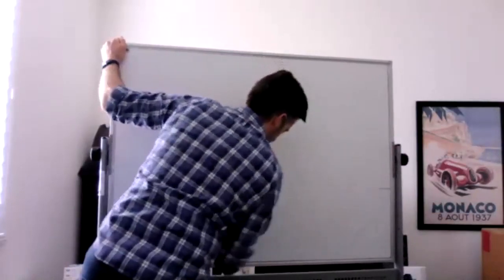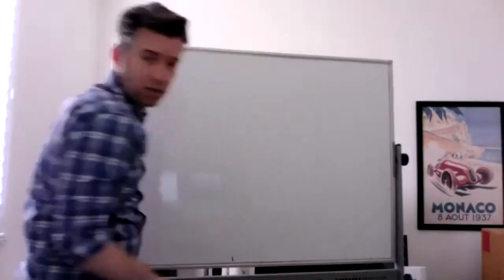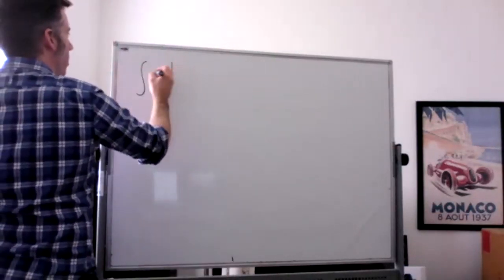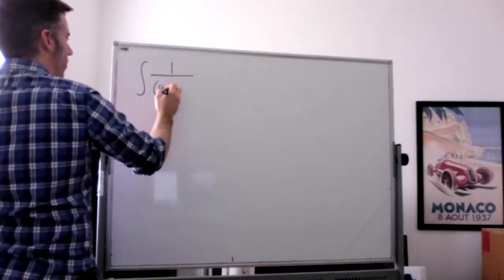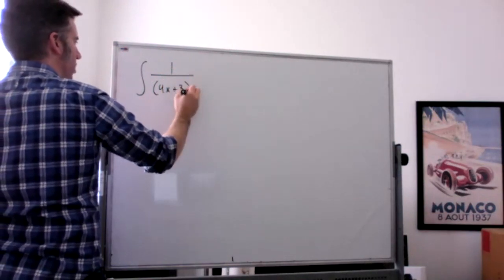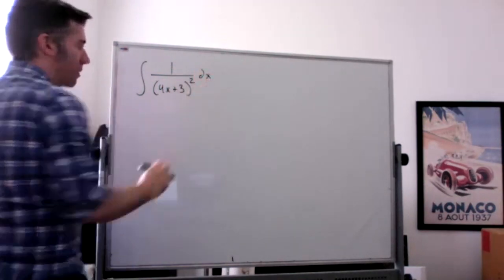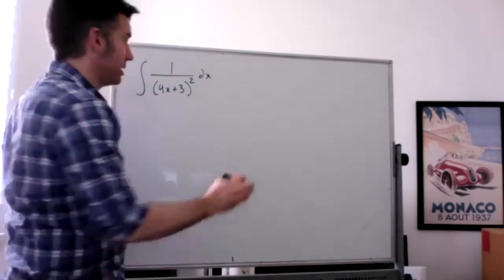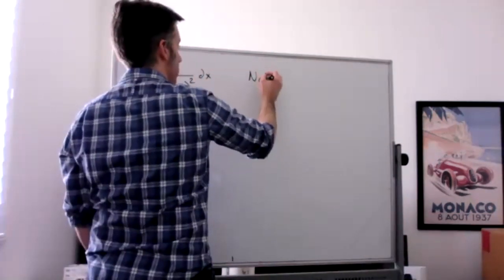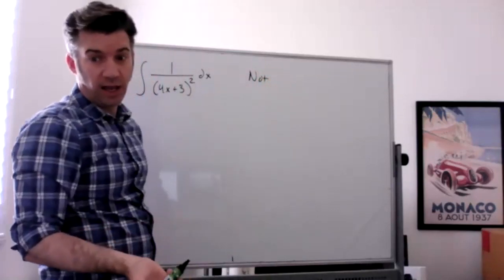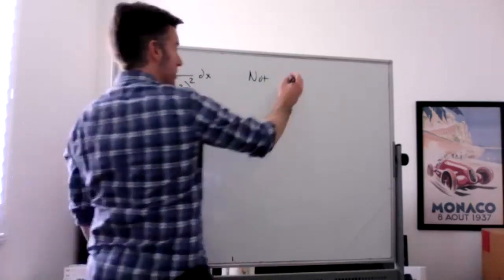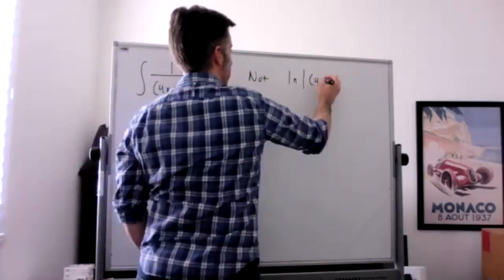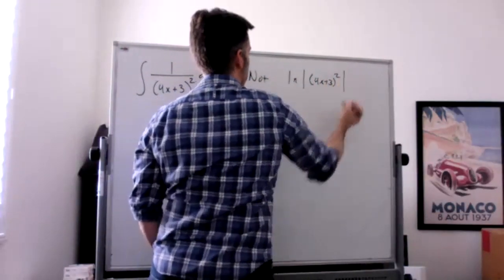So what if we had something more like this? The integral of, say, 1 over (4x plus 3) quantity squared. So here's what I really have to stress. This is not going to be the natural log, right? It's not going to be the natural log of (4x plus 3) squared.